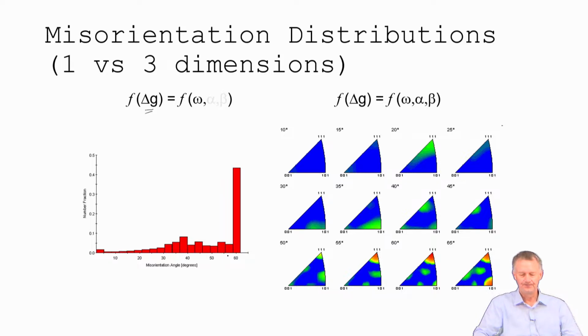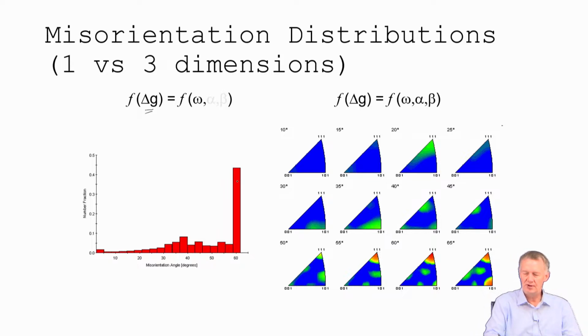Right? You don't know anything about the axis. You don't know anything about how boundaries are connected with each other. All you know is the angle and what the probability density is for taking any random boundary and saying what's the angle of misorientation for that boundary. Okay, you get this distribution.